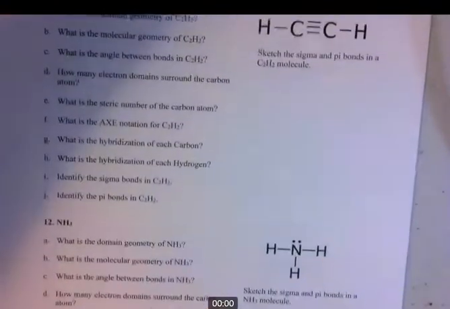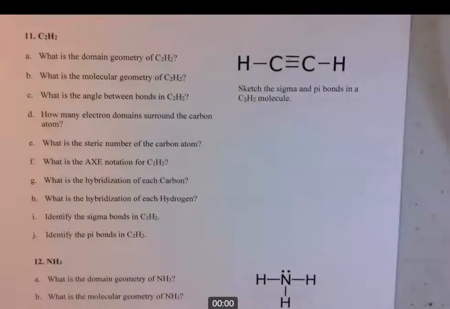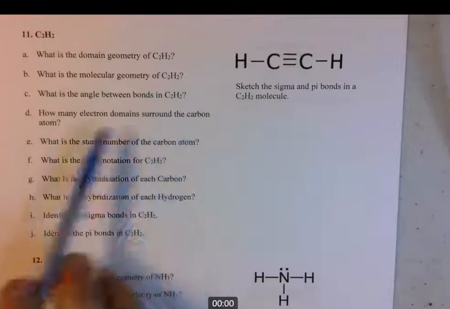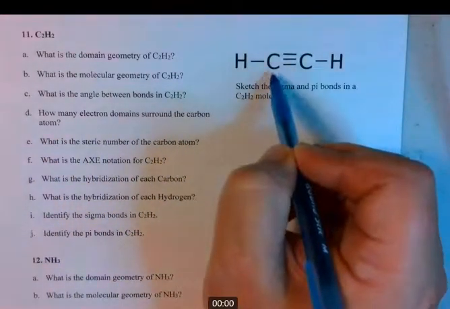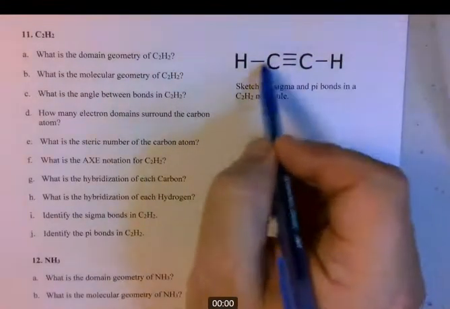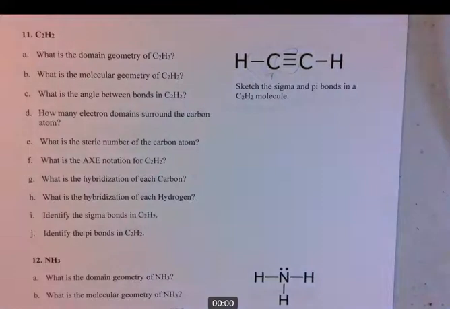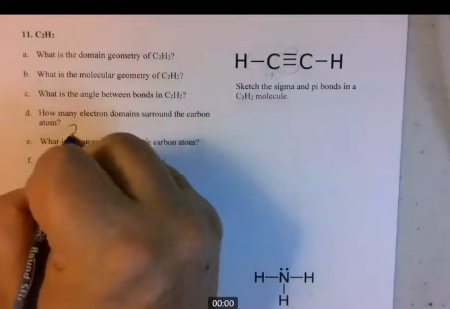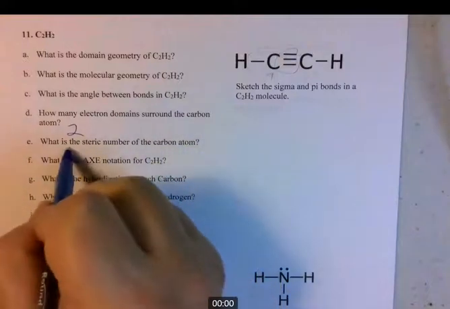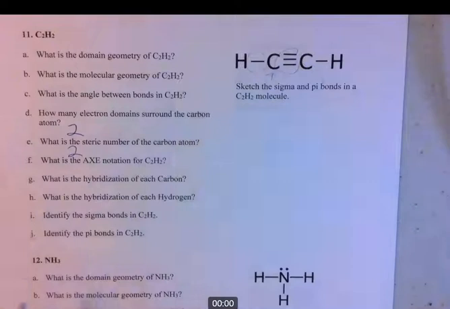Next one is number 11. And as I said, we're going to start down with D. How many electron domains surround the carbon? Let's just pick one of the carbons because they're identical. They're just mirror images of each other. If we take this carbon, it has 1 electron domain there and 1 electron domain there. So the answer is 2. What is the steric number of the carbon atom? It's 2. Again, we're just talking about this one, but the same answers apply to this one.